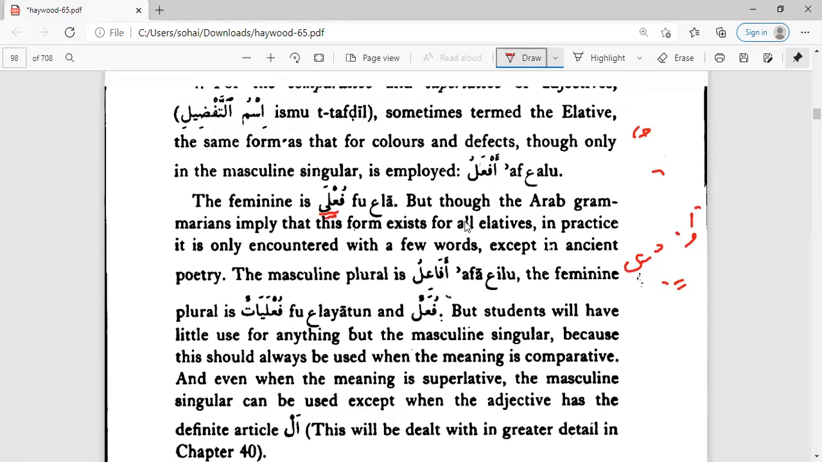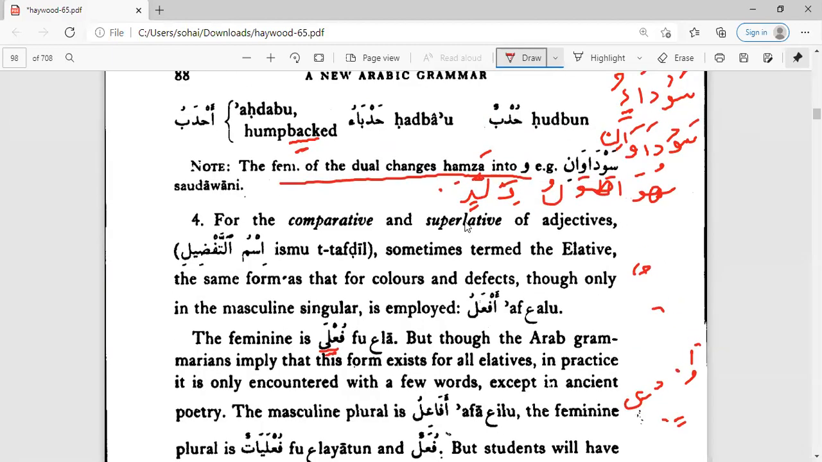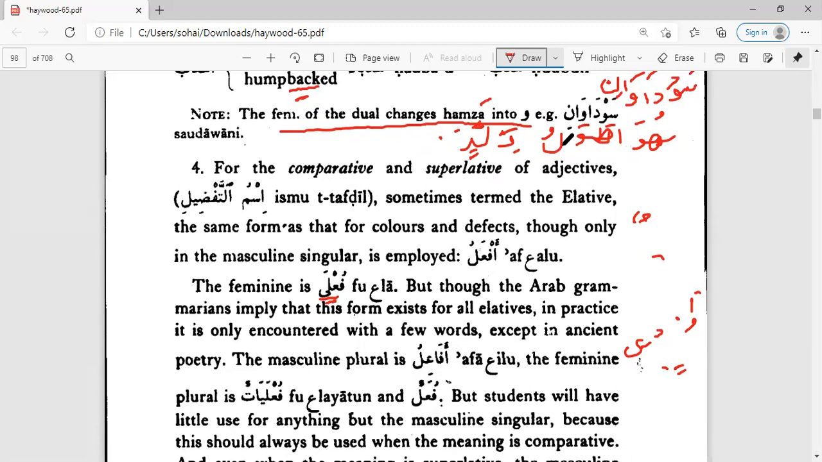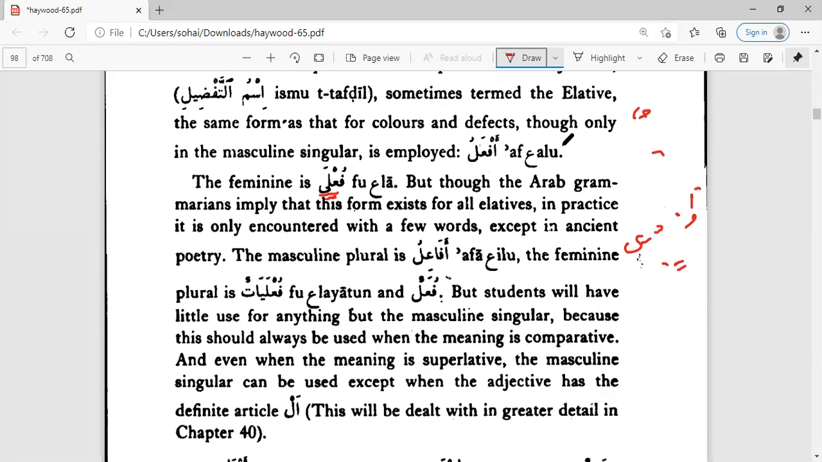For superlative, you're going to have idafa construction. Otherwise, for the comparative, you're going to use the word min. And I would recommend you keep a notebook and write down the key points, because these are the key points of the lesson to remember.